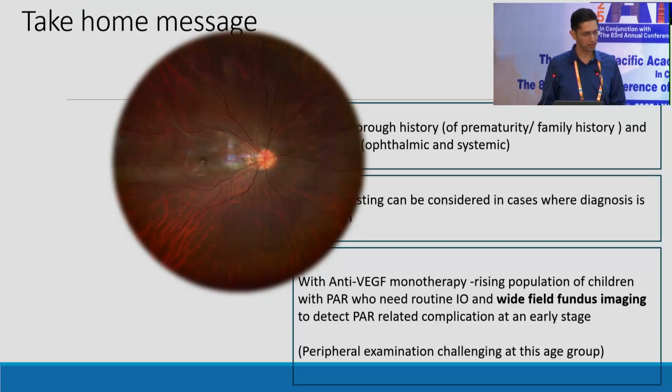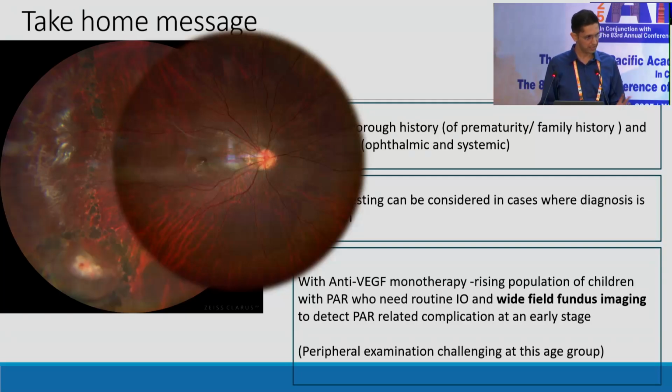And since these children do not really cooperate well for peripheral exam, there is the role of additional wide field imaging, where, as you can see here, without the wide field examination, the findings can be easily missed.